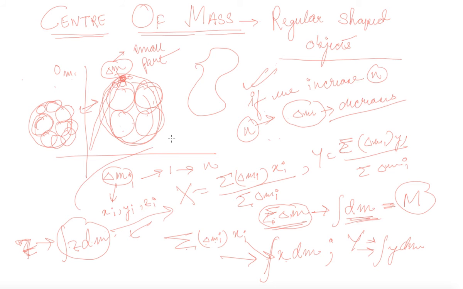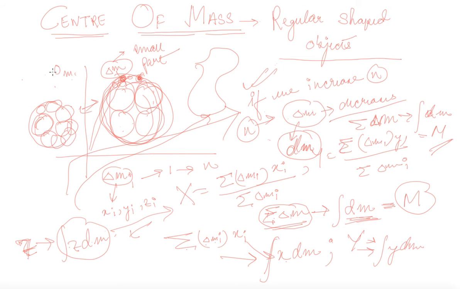Basic concepts come from here, such that del m, when it decreases, the integration of del m is actually equal to this dm, which is equal to m. So the formula or the basic concepts come from this particular explanation. If we increase n, del m decreases, and del m converts into dm, that is for a very small m. Now if we integrate this small m, we will have our whole system.